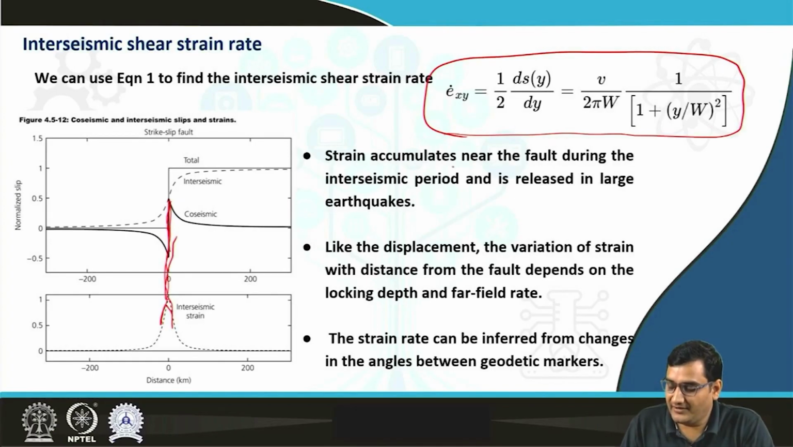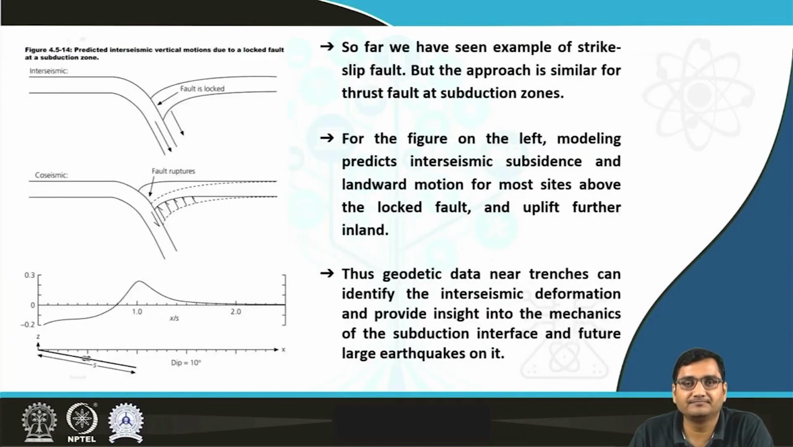The strain accumulates near the fault during the interseismic period and is released in large earthquakes. Like the displacement, the variation of strain with distance from the fault depends on the locking depth and far field rate. The strain rate can be inferred from changes in the angles between the geodetic markers.